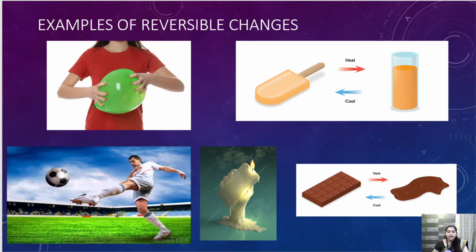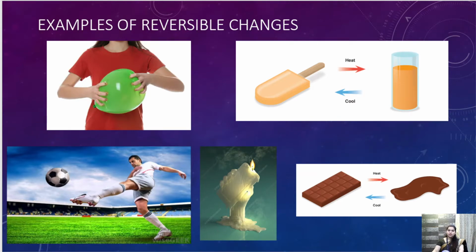Okay. Now melting of wax. This is a reversible change. How? See, this is a candle. So we heat it, the candle will get melted, but again when it is cooled, it is solidifying again and becoming wax. Okay. So wax is melted on heating, but when it is cooled, it again forms wax. So it is a reversible change.